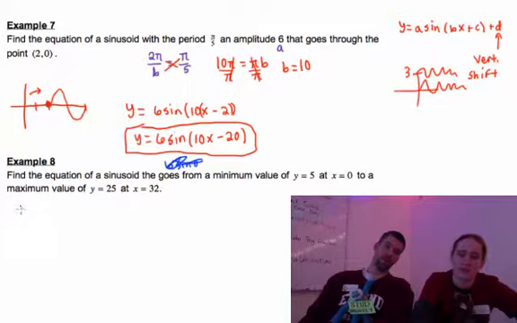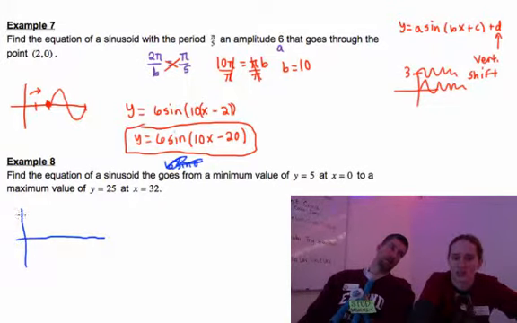I don't understand. Should I draw a picture? Like, do you literally not understand, or are you being theatric? Y equals 5, x equals 0, so... I'm never theatrical. Whatever. Theatricosity.